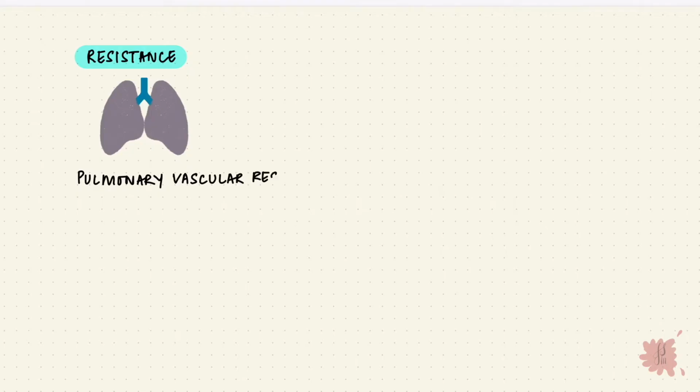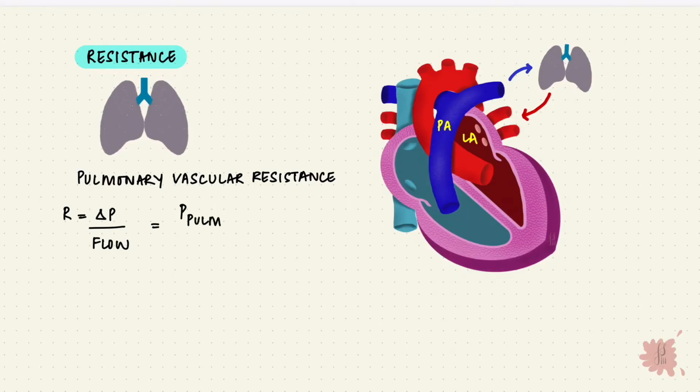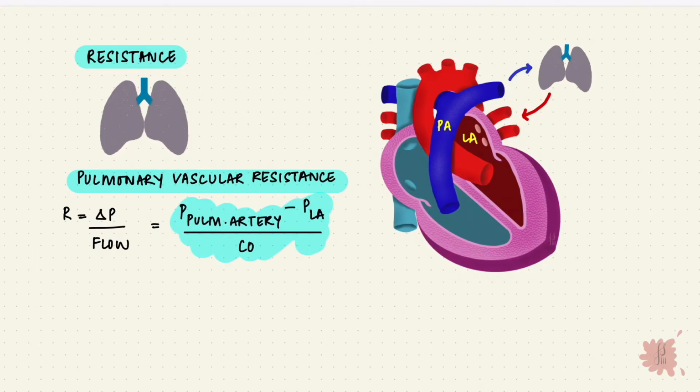But the pulmonary circulation has resistance as well. Now, pulmonary circulation goes from the right ventricle and the pulmonary artery to the lungs and then back via the pulmonary veins to the left atrium. So here the pressure difference is between that in the pulmonary artery to the left atrium. So the pulmonary vascular resistance is the pressure in the pulmonary artery minus the pressure in the left atrium over the cardiac output because it's the same flow. But pulmonary circulation has a lower pressure and a lower resistance than systemic circulation.